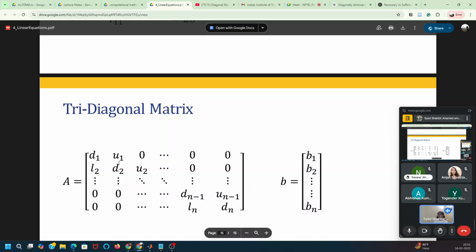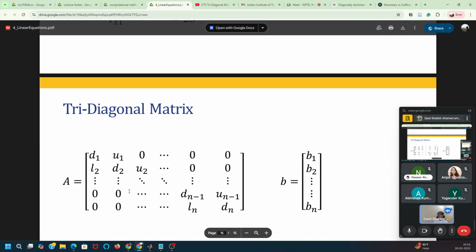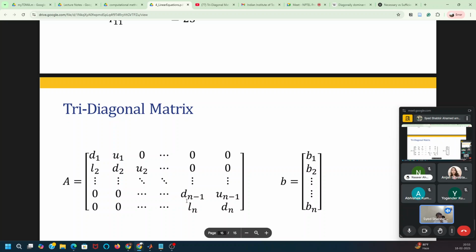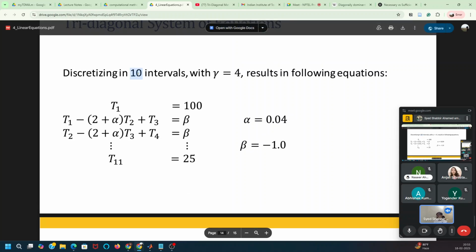Some elements are populated above the principal diagonal, and below the principal diagonal the subdiagonal is also populated. But all the other entries are zero. So if I just use some kind of Gauss elimination method, it becomes very computationally inefficient.